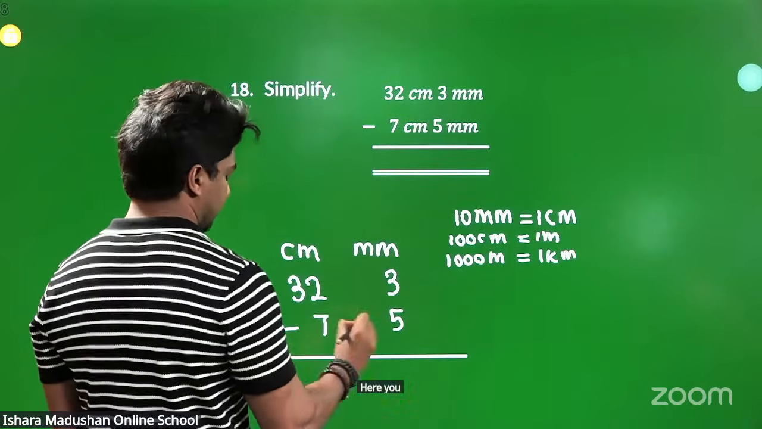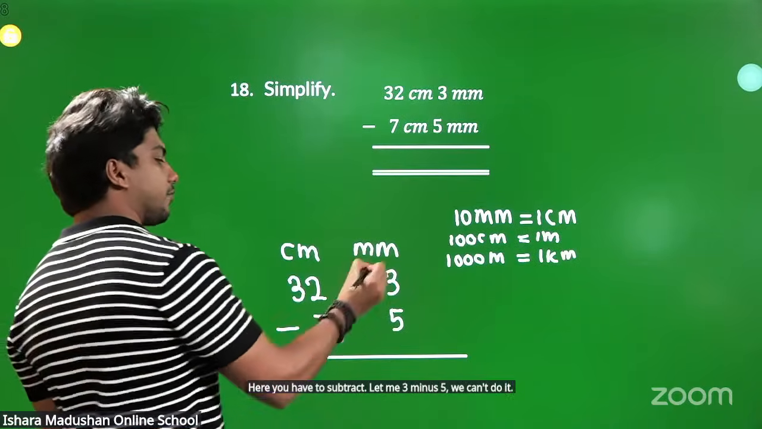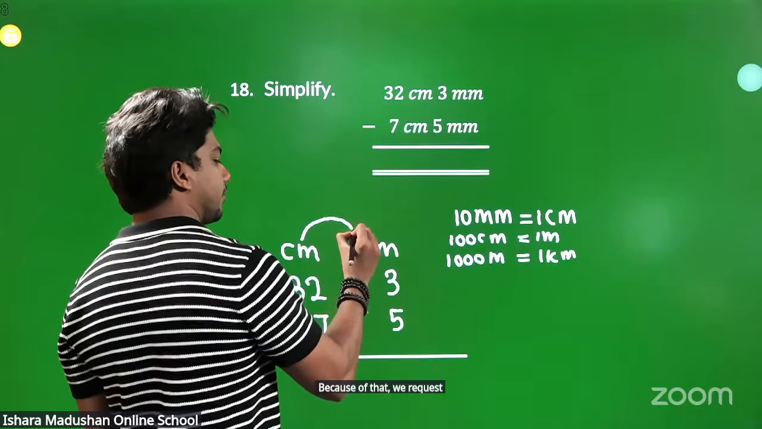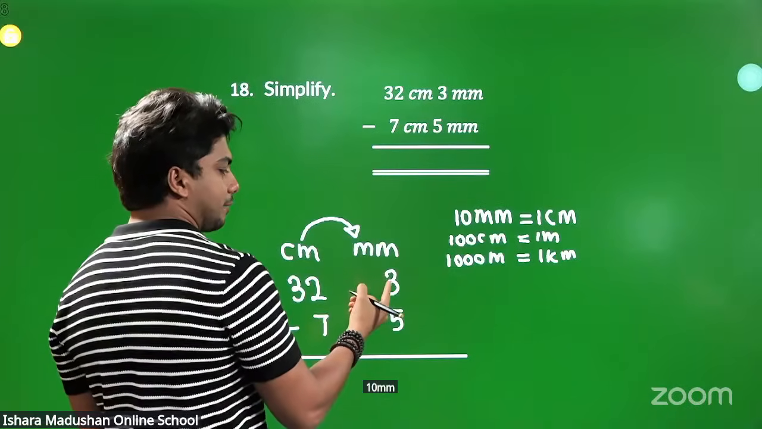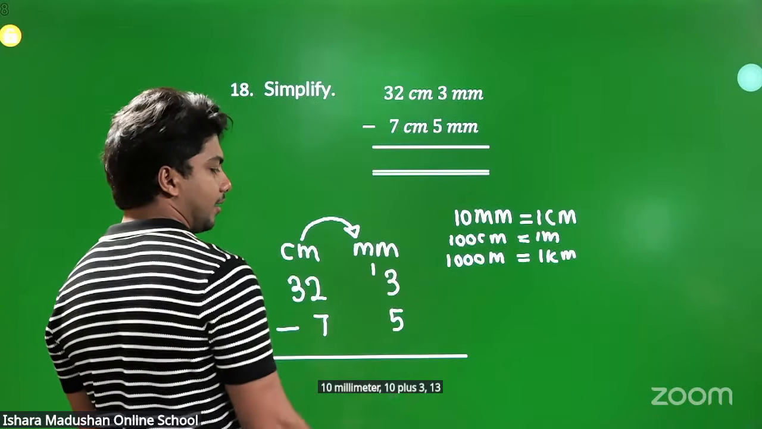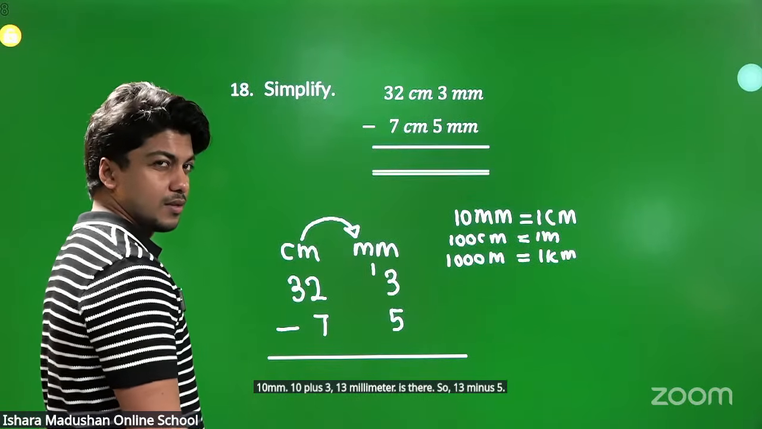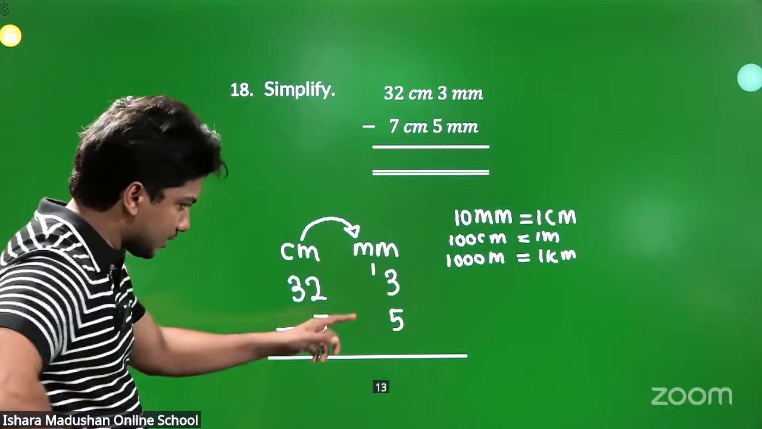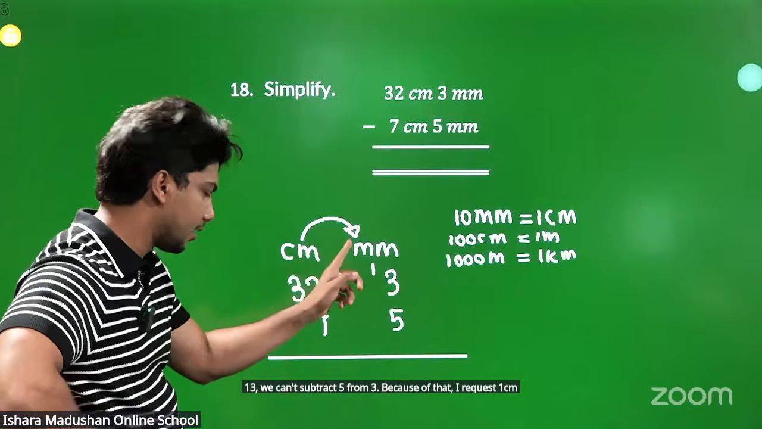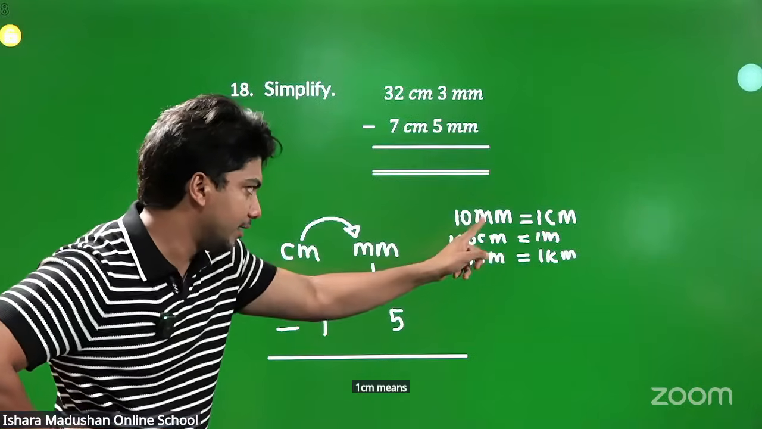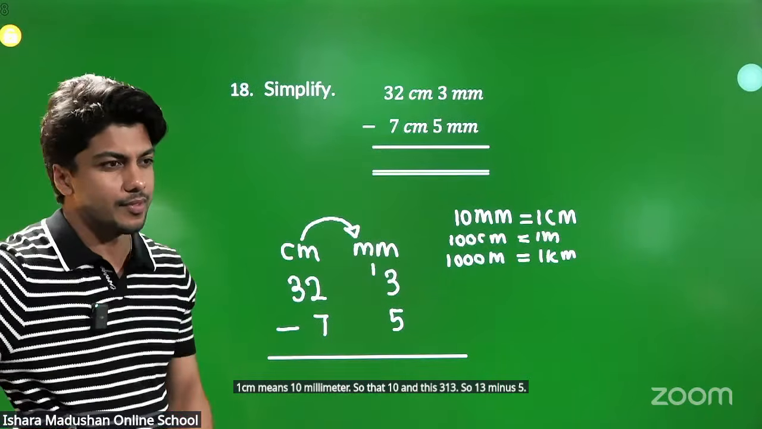Here you have to subtract. With 3 minus 5, we can't do it, Putha. Because of that, we request 1 centimeter to this side. 1 centimeter means 10 millimeter. 10 plus 3, 13 millimeter is there. So 13 minus 5, 8.